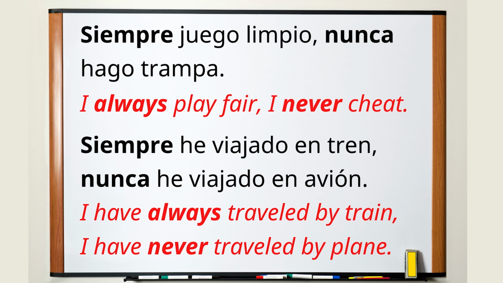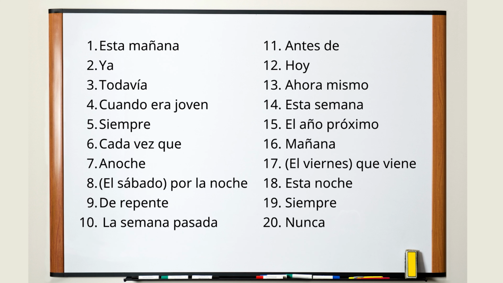But in the second example, he viajado, he viajado. So we know that that's more talking about the past. I have traveled. Then we add siempre and nunca. I have always traveled. I have never traveled. So again, context is very important for the time markers. You can't just look at them and figure out if they're past, present, or future.